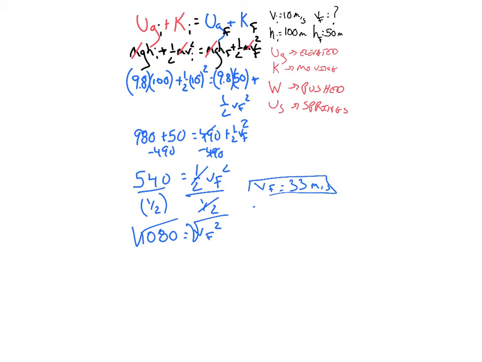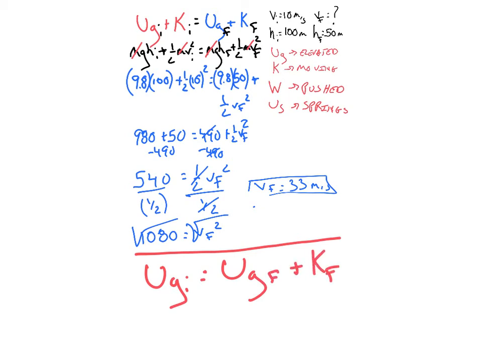Last thing here, you can have any forms of energy. Let's say you were elevated but not moving at the beginning. You would just have UG at the beginning equals, let's say you were elevated and moving at the end, then you'd have UGF plus KF. Let's say you weren't elevated at the end, then you would just have U equals K. Let's say you got a push at the beginning and you were on a hill, then you'd have W plus UGI equals, and let's say you're at the bottom of the hill, you're no longer elevated, you're just moving, then you would just write equals KF.